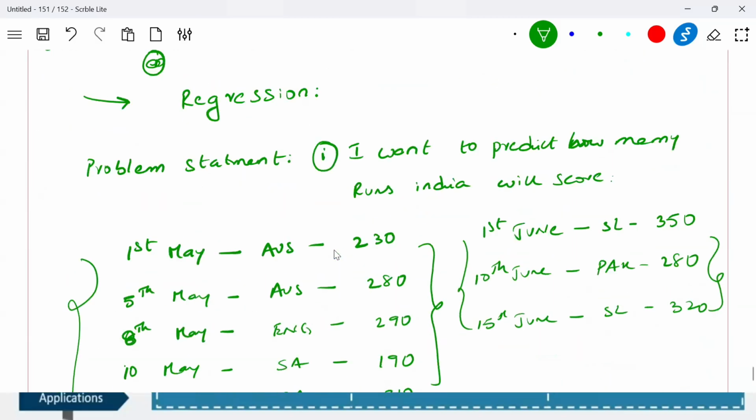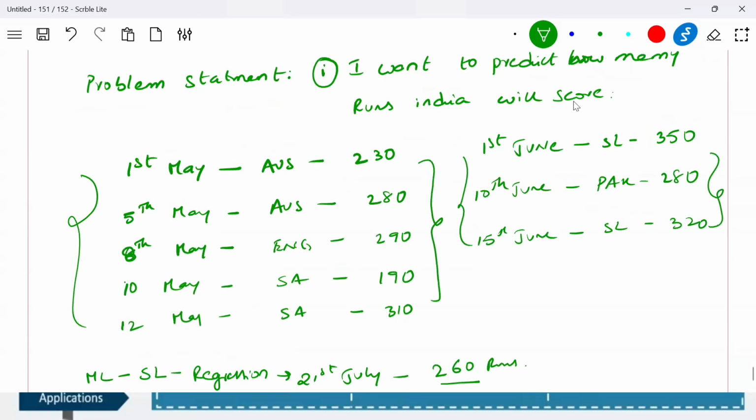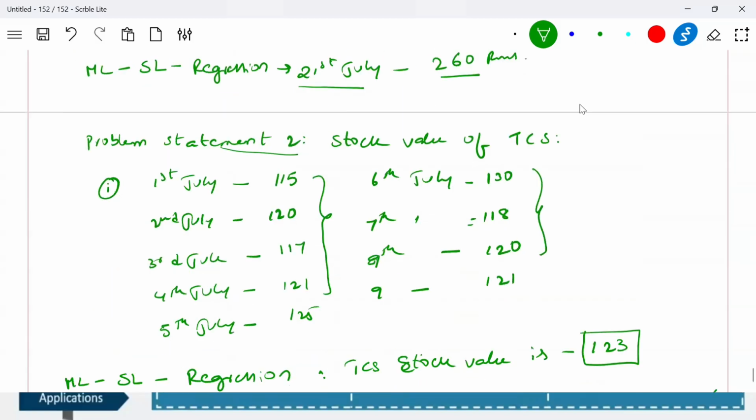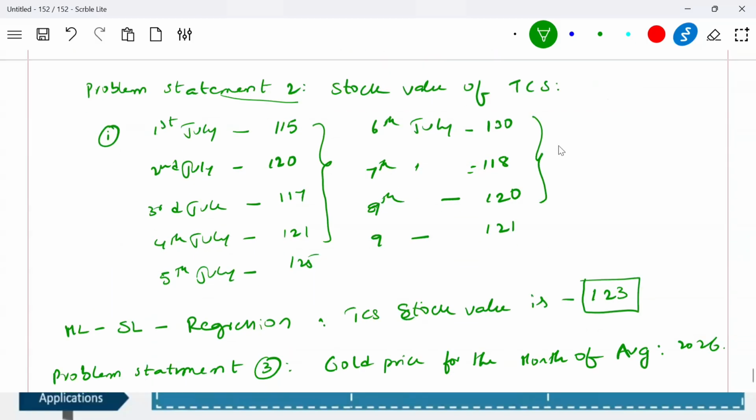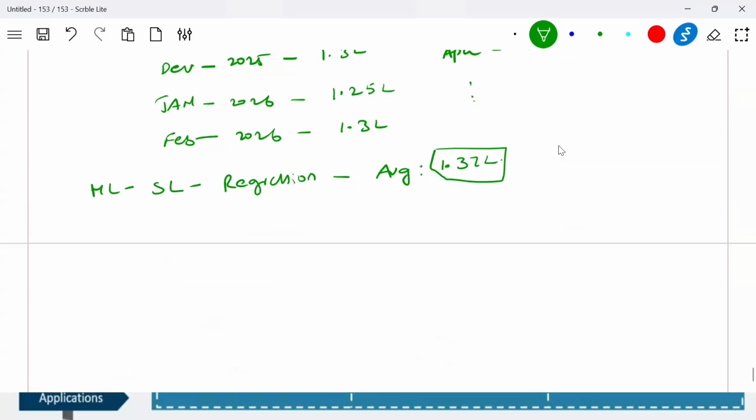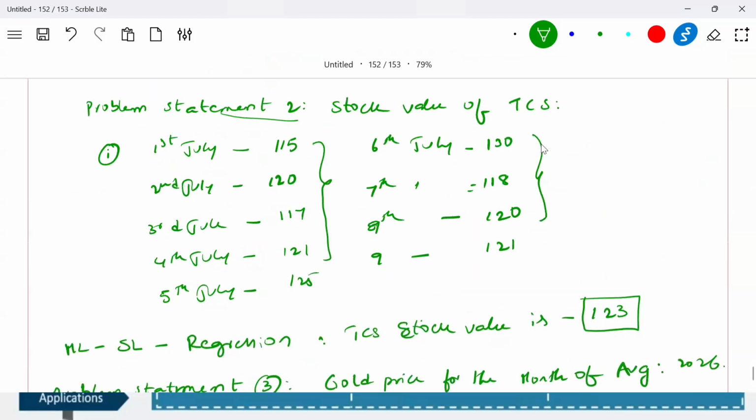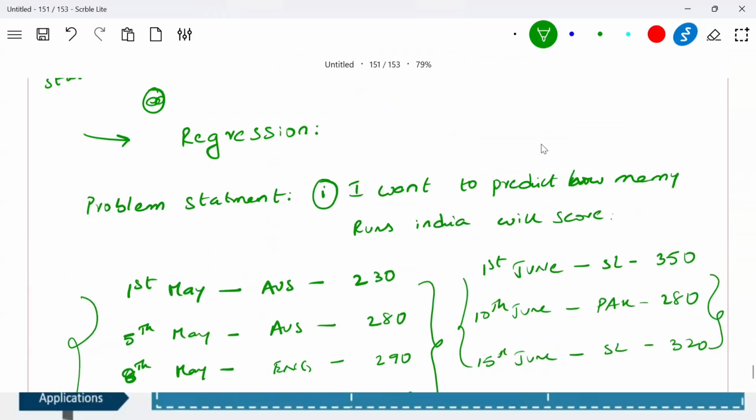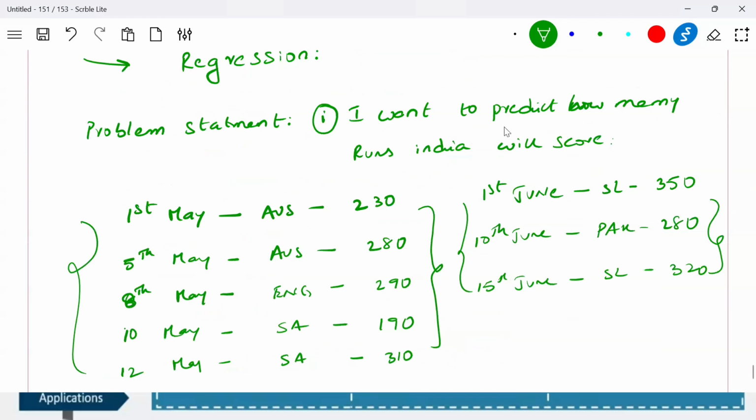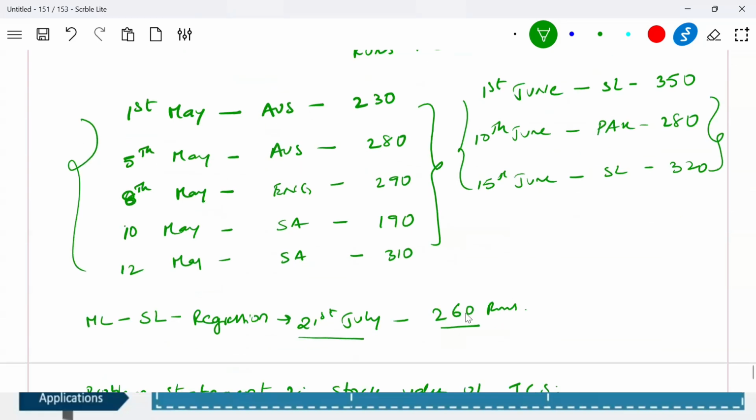First problem is I want to predict the score, how many runs India will score. Second problem statement is what the stock value of TCS is going to be. Third problem statement is what the gold price is going to be. If you observe all these problem statements, how many runs is India going to score? What is the output? 260. What is 260? It is a number.